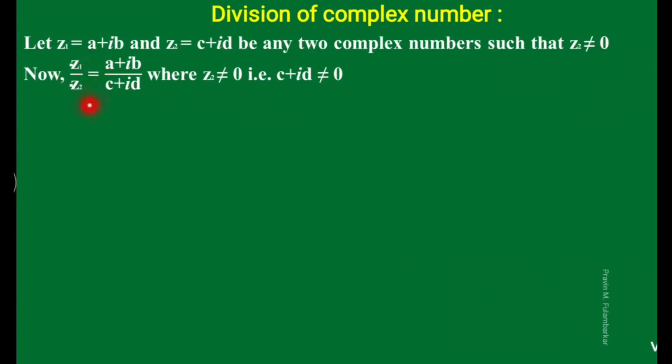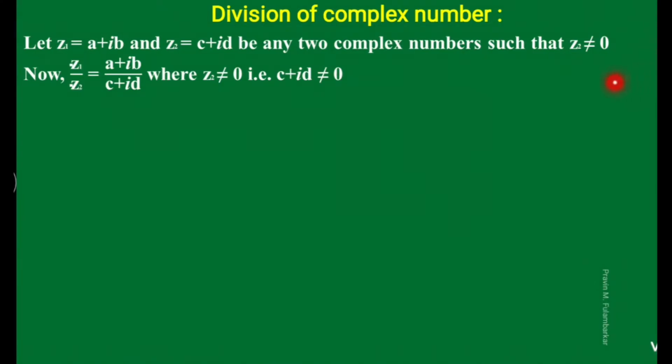Now z1 upon z2 equals a plus ib upon c plus id, where z2 is not equal to 0, that is c plus id is not equal to 0. That means we consider here two complex numbers z1 and z2. Now we have to divide these two numbers. We have to divide z1 by z2. So we replace this z1 by a plus ib and this z2 by c plus id.